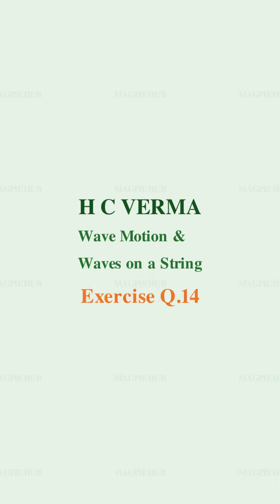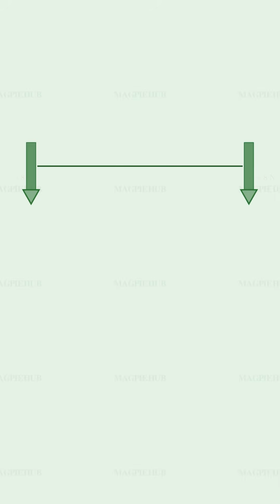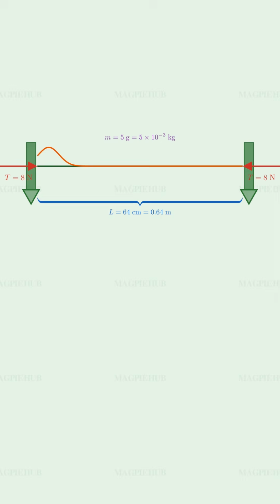HC Verma, Wave Motion and Waves on a String, question 14. Here is the setup. A steel wire of length 64 cm is stretched between two fixed supports with a tension of 8 newtons. The wire weighs 5 grams. We need to find the speed of a transverse wave pulse traveling along this wire.